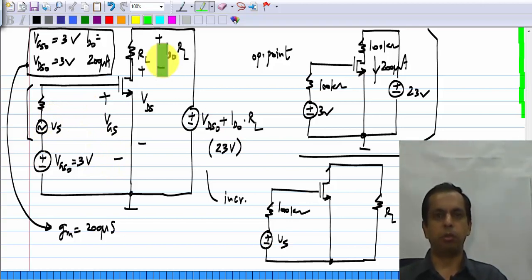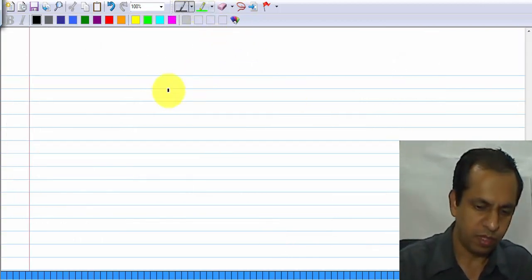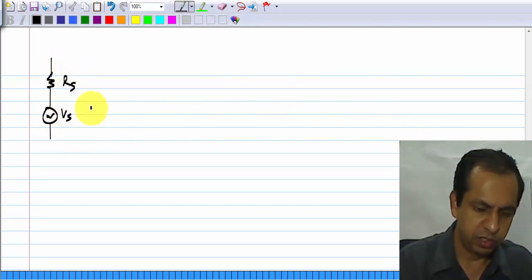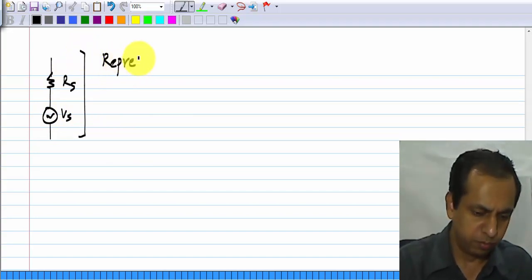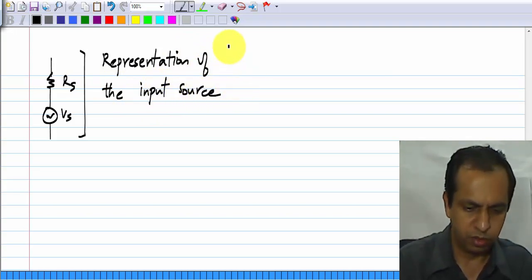But there are some other problems with this. Okay. So, let us go through them. First of all, the input source is represented like this. Now, this is just a representation of the input source. Okay.